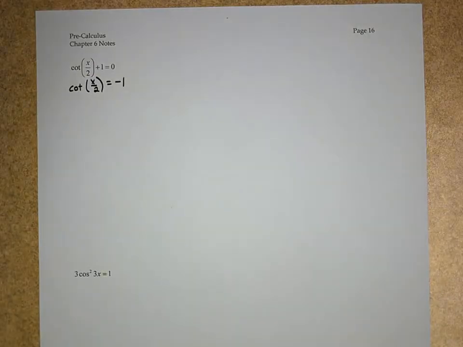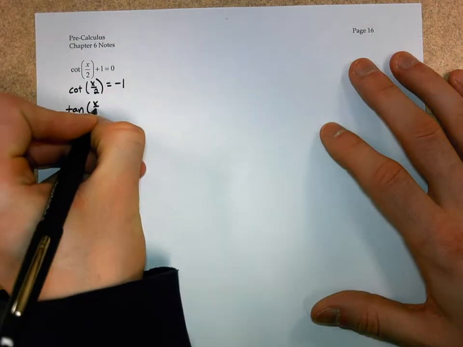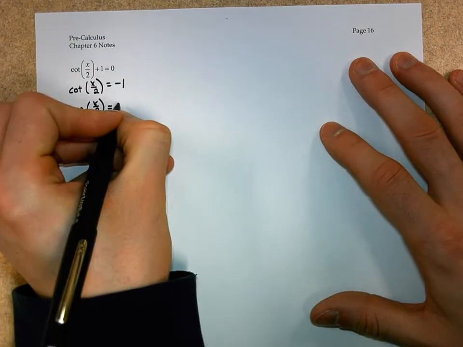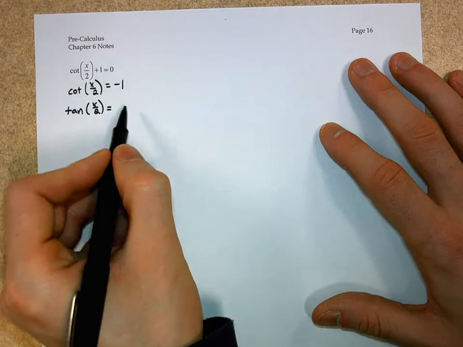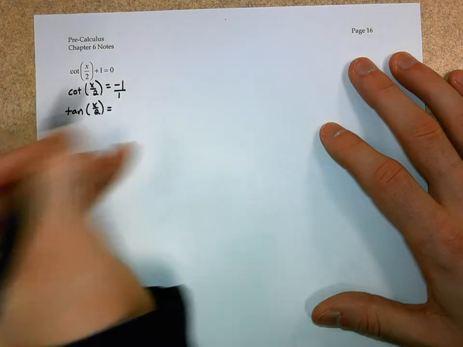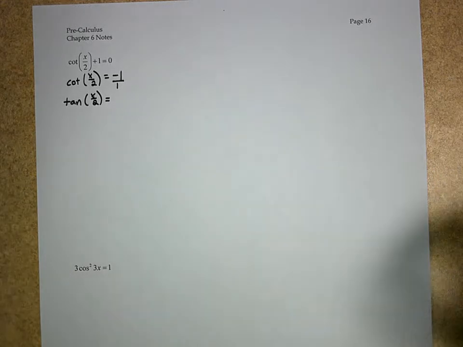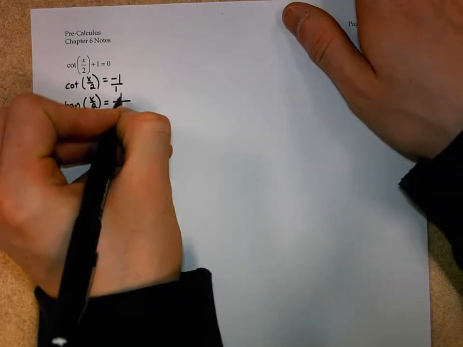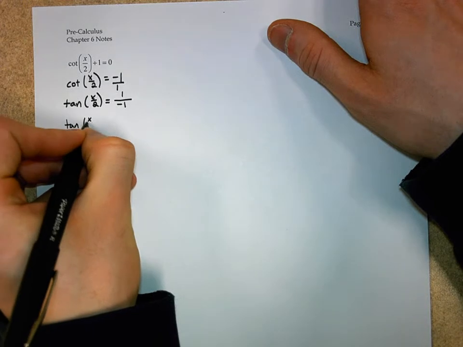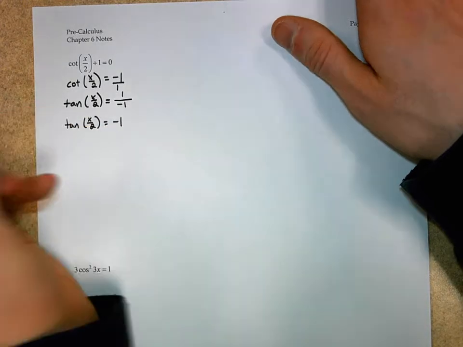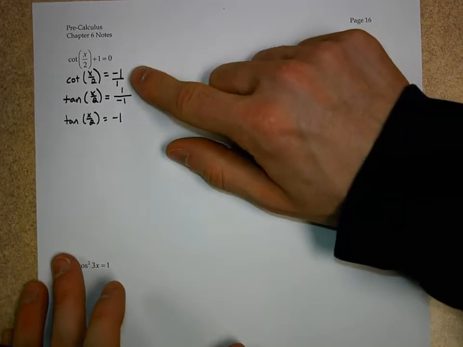Remember, the reciprocal of cotangent is tangent, and this is very key. You are not going to take the reciprocal of what's inside the function. You take the reciprocal of the answer. So this is sort of a goofy one because we have negative 1 over 1. If I were taking the reciprocal, it's really 1 over negative 1, which you know is the same thing as just negative 1.